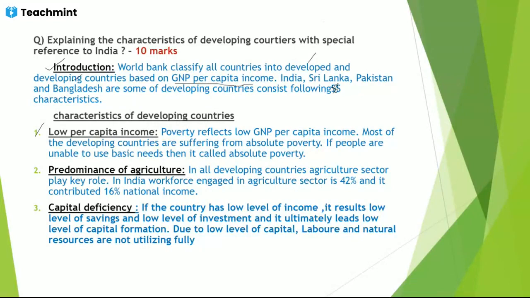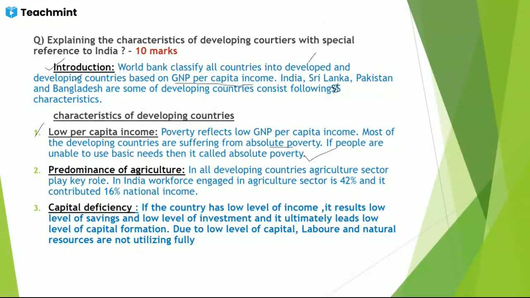Poverty reflects low GNI per capita income. As we know, in India most of the people are poor. Poor people means their income will be low and per capita income also will be low. Most of the developing countries are suffering from absolute poverty. What is the meaning of absolute poverty? Where people cannot get the basic needs, that is called absolute poverty.